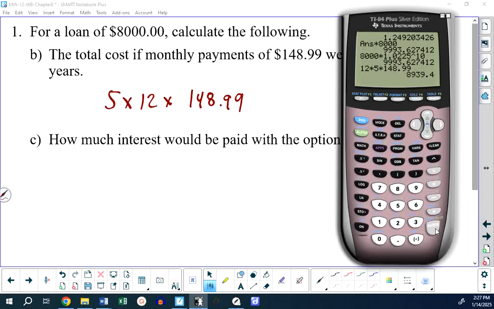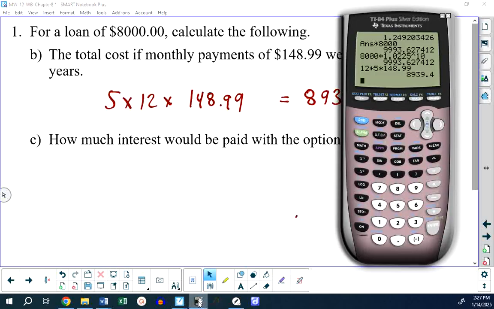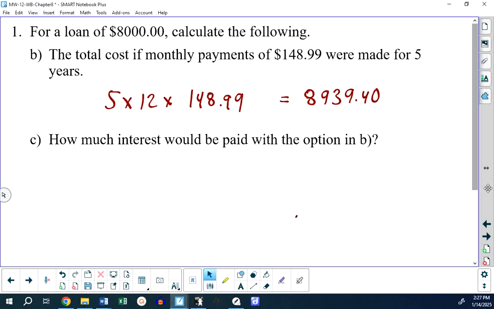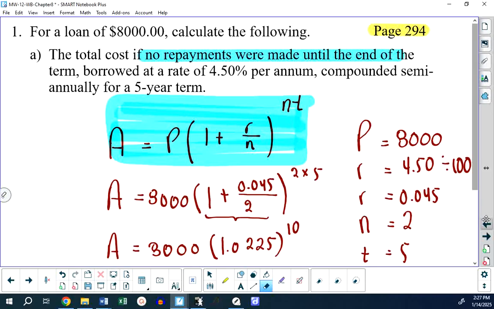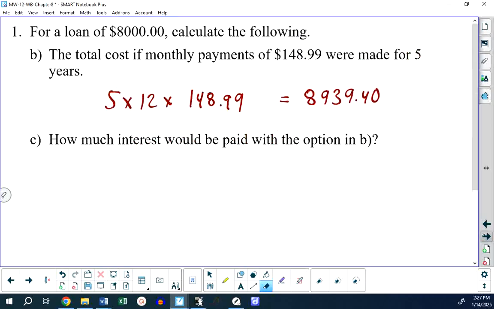So about 8939. 8939.40. Is that right? Okay. And we talked about this. Part of what I want to do with you in this class is not just get answers, but learn things about money and life. He doesn't pay as much as he does if he pays it off all in one shot. He pays almost $10,000 back if he pays it in one shot. Whereas here, he only pays back a little less than $9,000. That's because he's not keeping their money, all of their money, for a length of time. He's putting some of it back immediately.